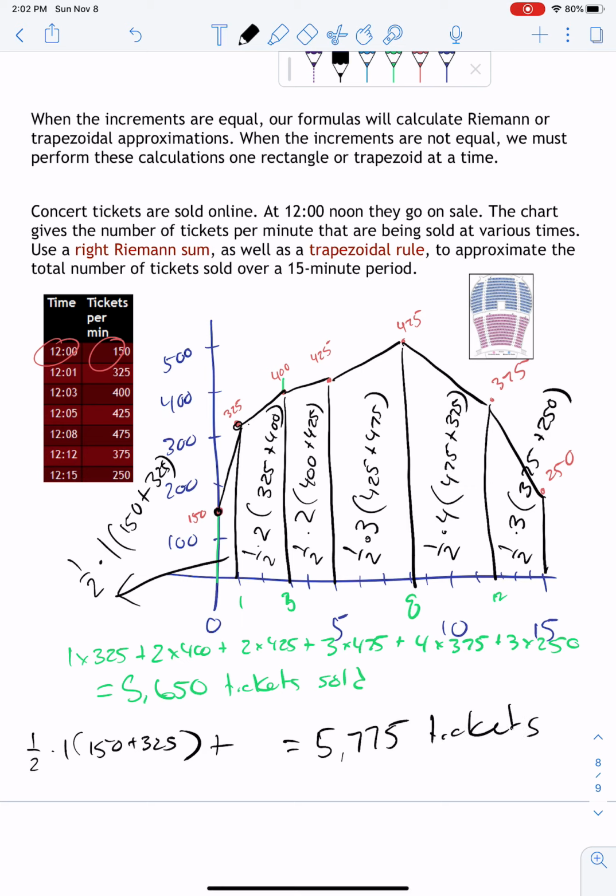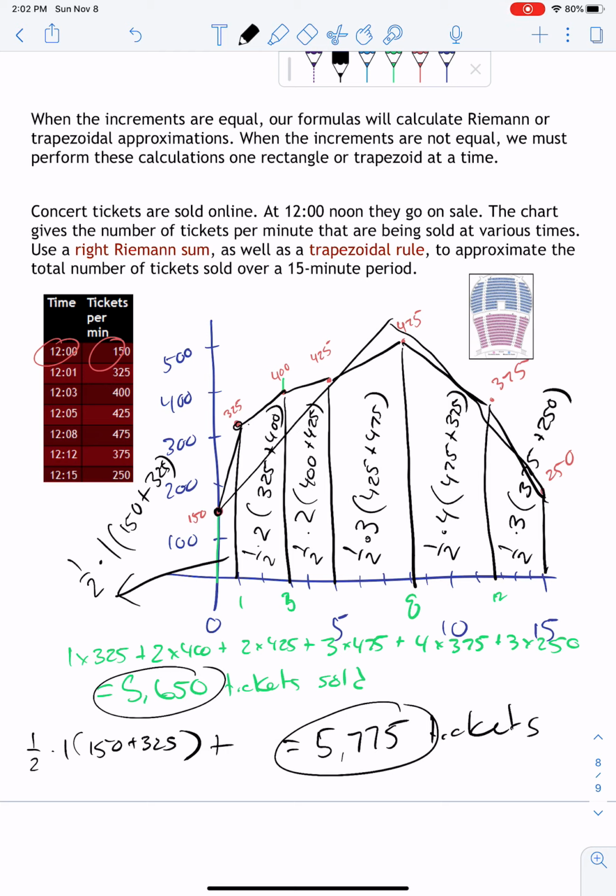So one estimate gave me 5,650. The trapezoid gave me 5,775. So that's a pretty big difference if you're talking about numbers of tickets sold. I mean, that's 125 extra tickets. But relatively speaking, those values are pretty close, closer than they would normally be, because with the Riemann sum, as we were going up when we were doing the right hand, we were getting a bunch of overestimates. And then as we came back down, we were getting underestimates. So the over and the under kind of canceled each other out a little bit.